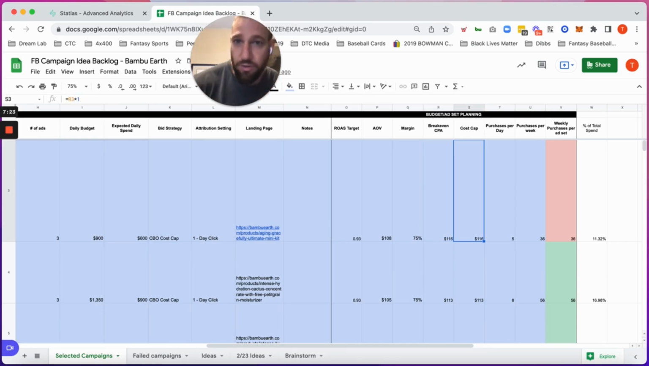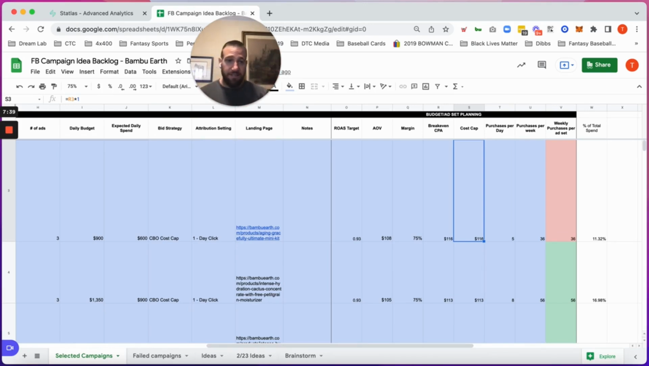Okay, so this is really important. We're going to run this funnel on a $160 cost cap. At that cost cap, the question is, how much budget do we need to get out of the learning phase? Because we need to get to 50 purchases per week per ad set.